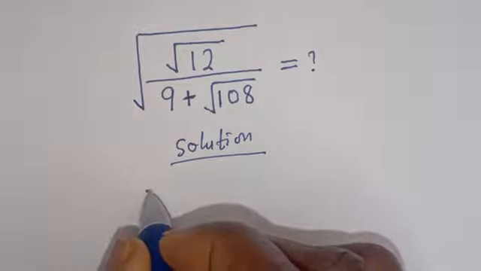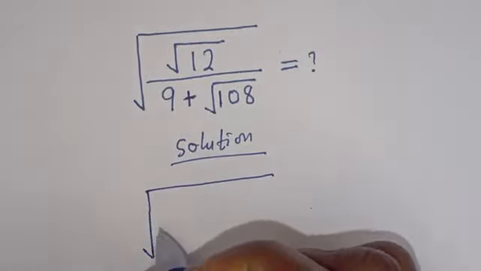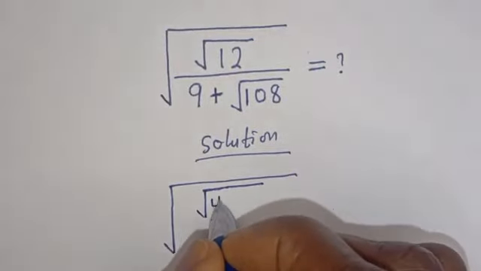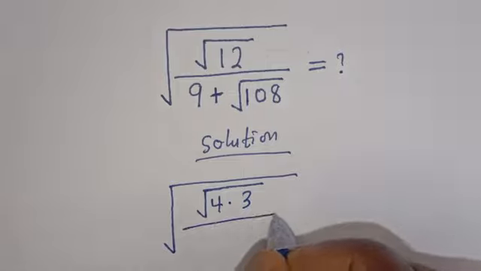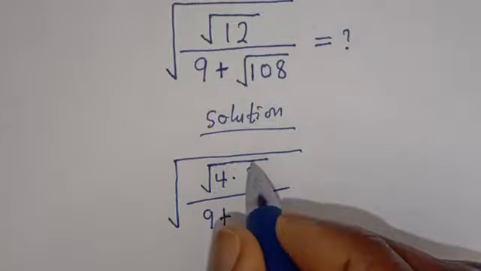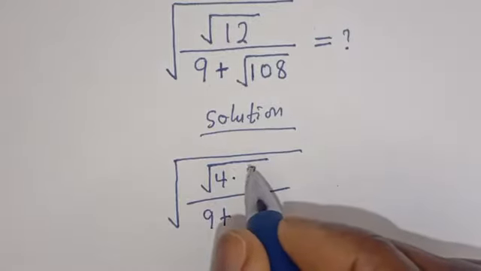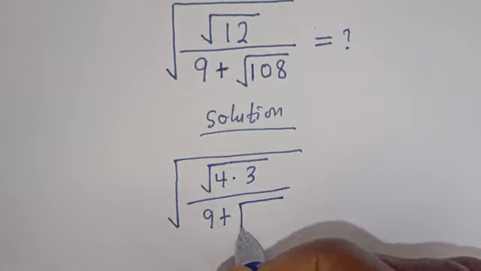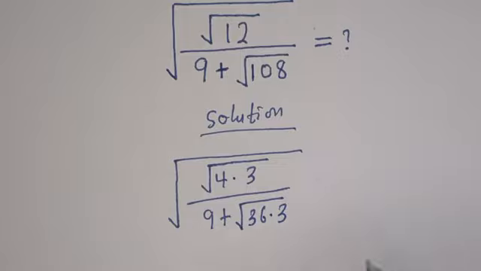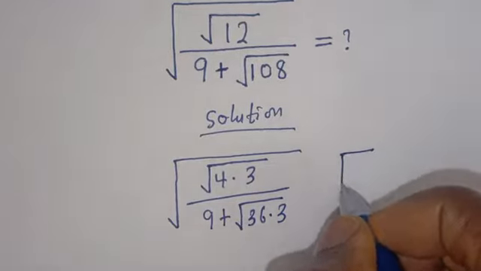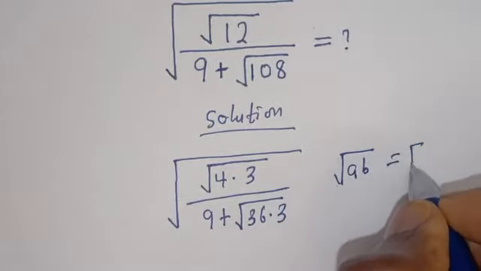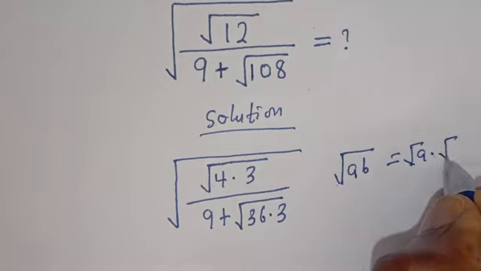Here we have square root of 12 can be written as square root of 4 multiplied by 3, divided by 9 plus square root of 108 can be written as square root of 36 multiplied by 3. Now take note of this, that if you have square root of ab, this is equal to square root of a multiplied by square root of b.